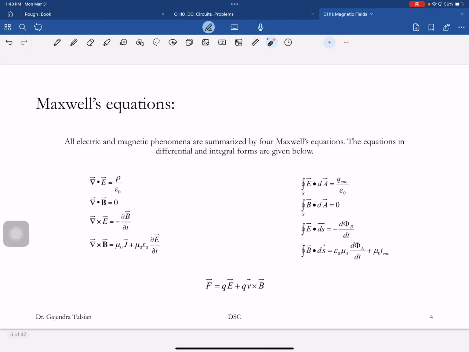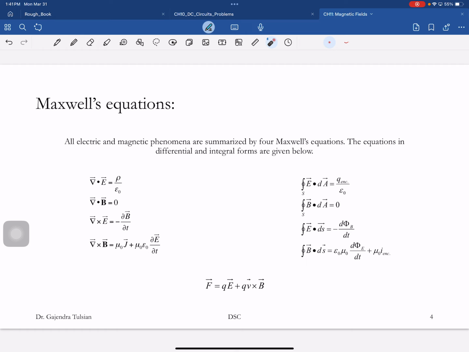Again, here are Maxwell's equations that summarize all electromagnetic phenomena. In the next chapter, we'll learn moving charges. This is current density and electric current density. So this is the cause, this is the effect. Moving charges produce magnetic fields. This equation also tells you that time varying electric fields produce magnetic fields. But we'll come to that later.